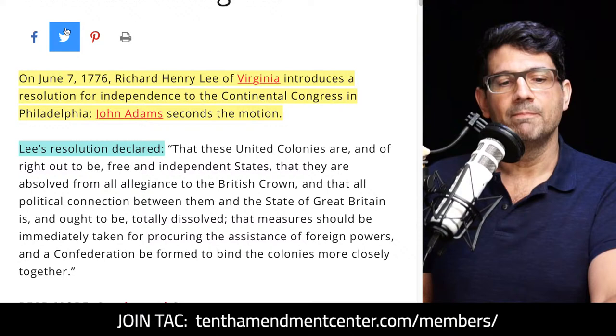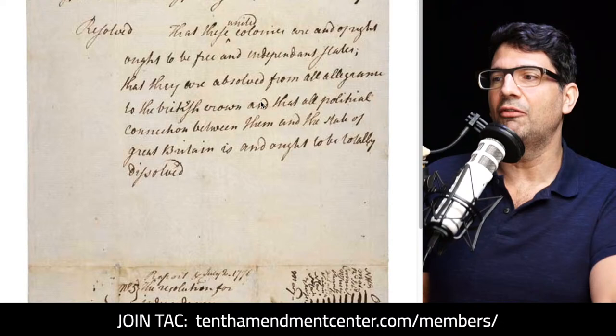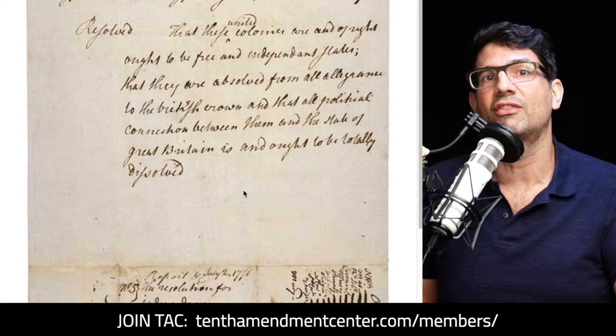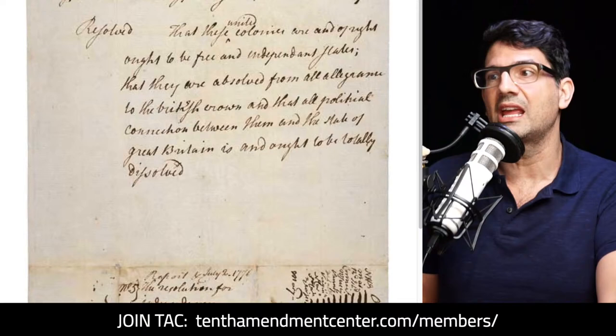The day before, here I just have an actual original image of this Declaration of Independence. The Lee Resolution is what we call it today. Introduced June 7, 1776, passed July 2nd. It's very short compared to Jefferson's draft and what came out of the Committee of Five.